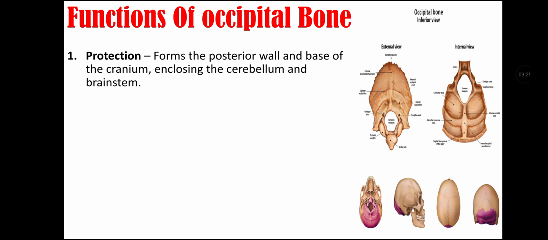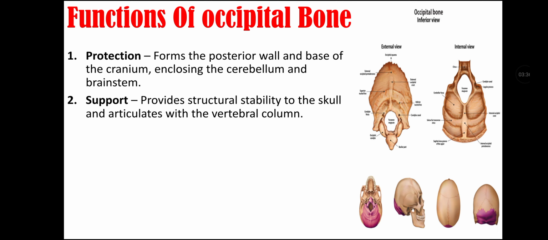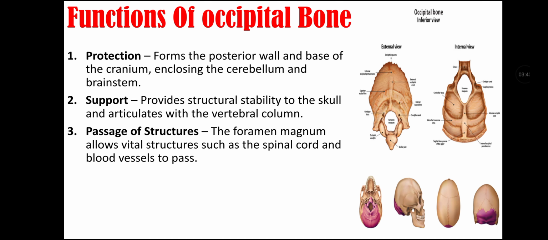Functions of occipital bone. First function is protection, as these bones form the posterior wall and base of cranium, that enclose the cerebellum and brainstem. Second function is support, as occipital bone provides structural stability to skull and articulates with the vertebral column. Third function is passage of structures, as this bone has a foramen magnum that allows vital structures such as spinal cord and blood vessels to pass, and it also has other foramina that allow major structures to pass through.